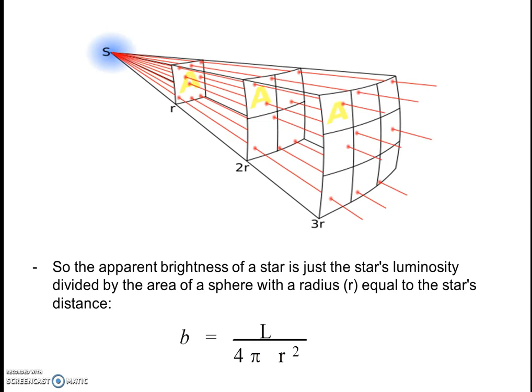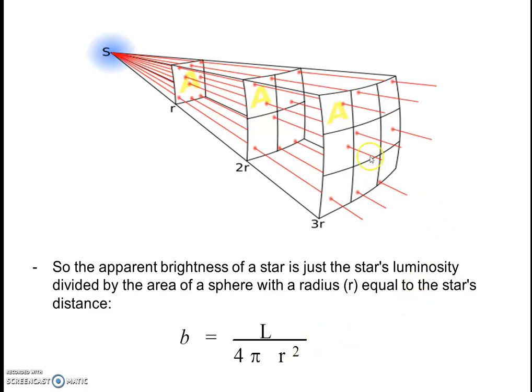One more image here, and this time the red lines represent rays of light or photons of light. So we can say that the apparent brightness of a star is just the star's luminosity, L, divided by the area of a sphere with a radius, R, equal to the star's distance. So this would be the actual equation for the apparent brightness of the star, sometimes called the flux that we get from the star. Okay.